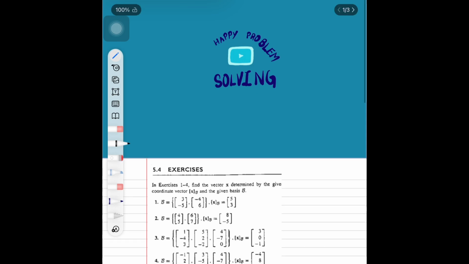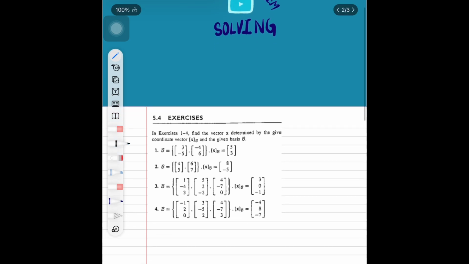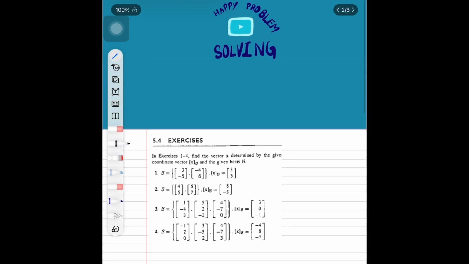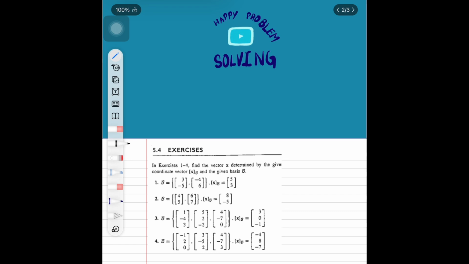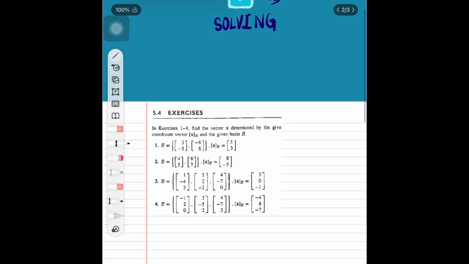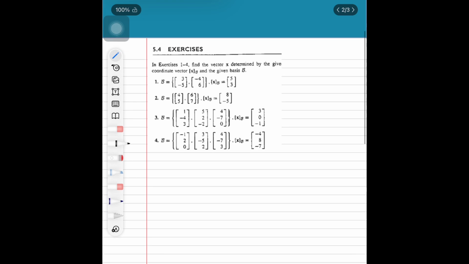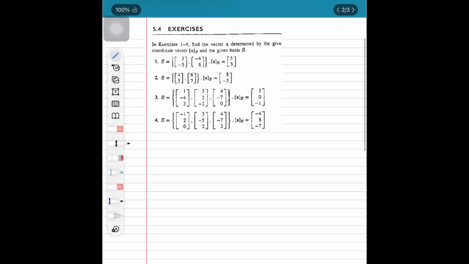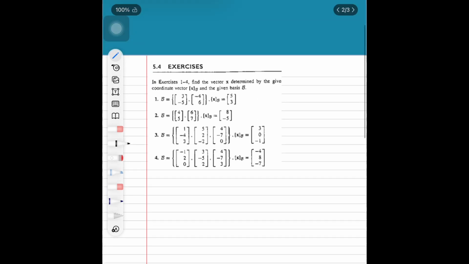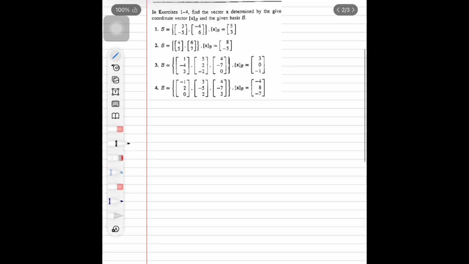Let's get started with section 5.4. This section might be numbered as section 4.4 in some of the books, so kindly make sure which one you're referring to. Let's get started with the first problem.